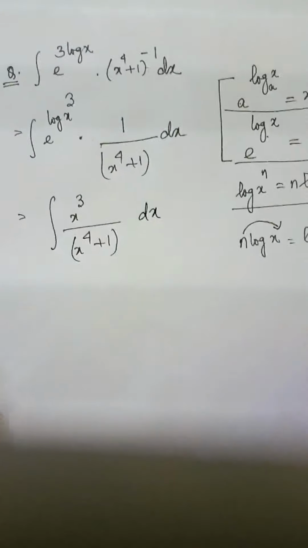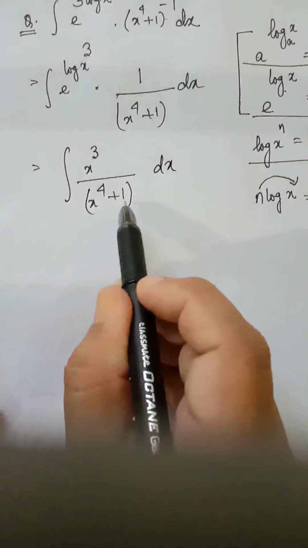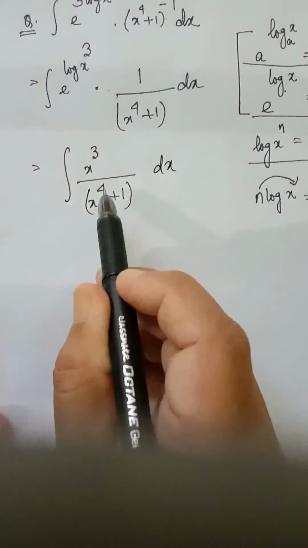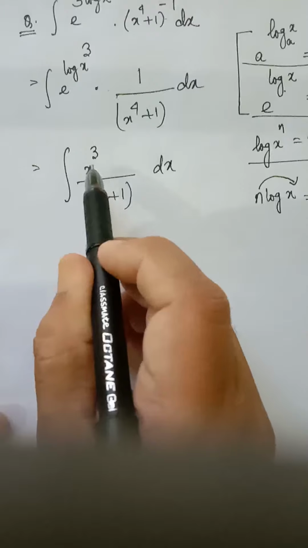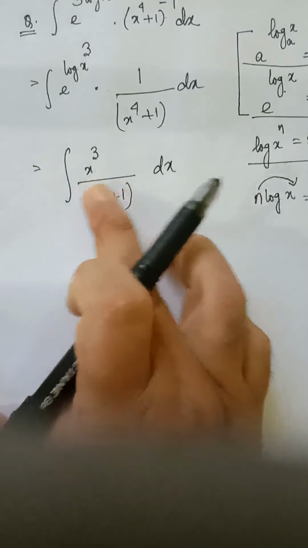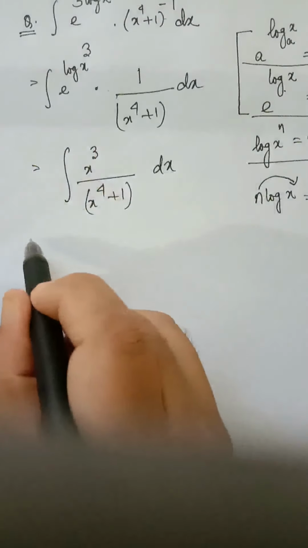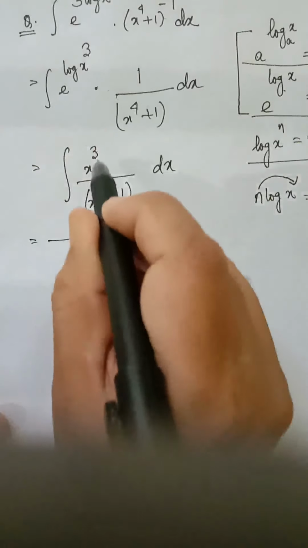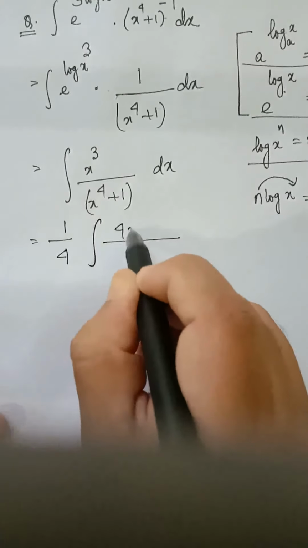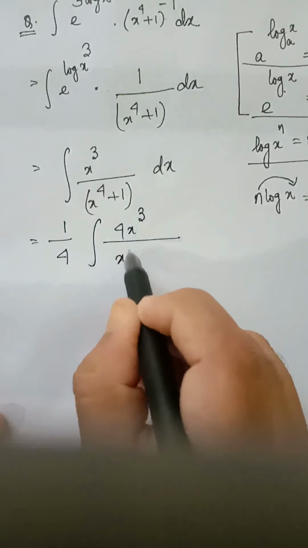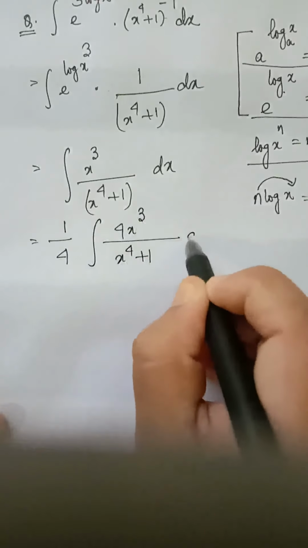dx. Now what is the derivative of the denominator? Derivative of x to the power 4 is 4x cube, derivative of 1 is 0, and our numerator is x cube, derivative of this is 4x cube. So we can bring 1 by 4 in the numerator in this way, 1 by 4 into 4x cube by x to the power 4 plus 1 dx.